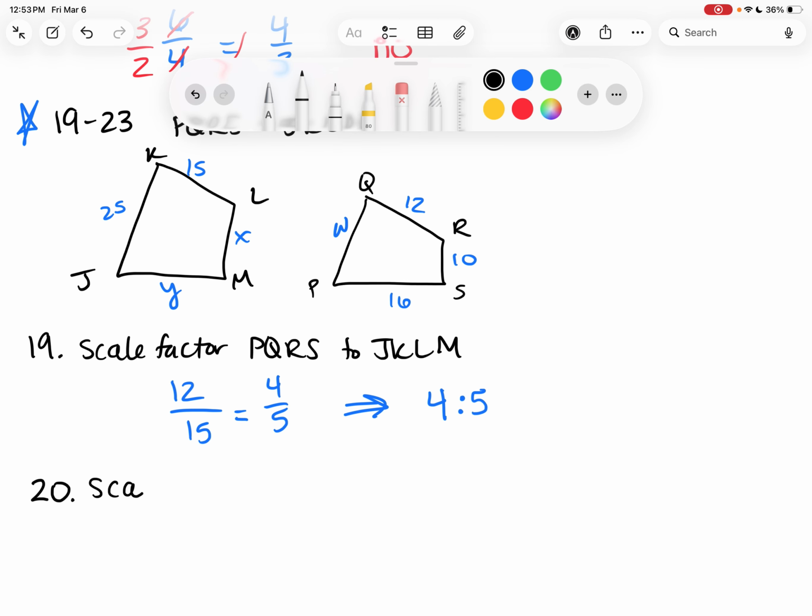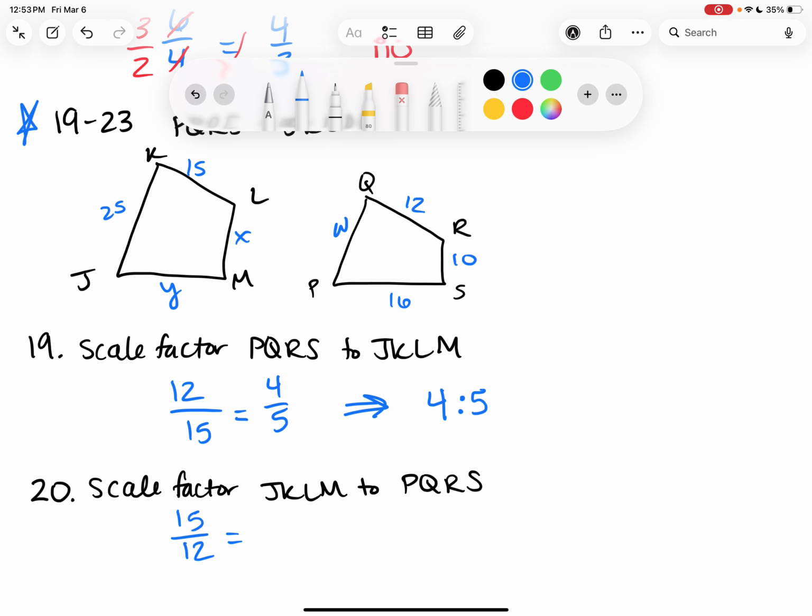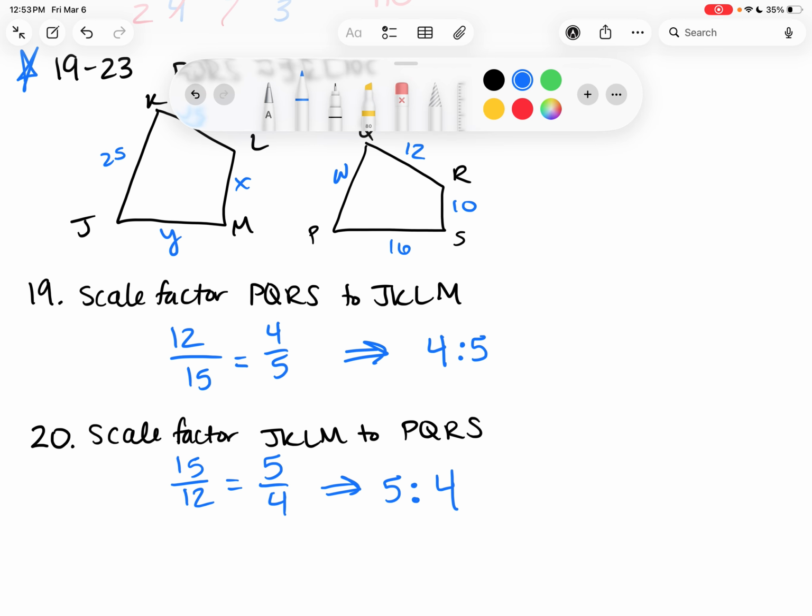We're going to flip it. The scale factor for JKLM to PQRS. So I'm going to pretend for a second that we haven't done 19. And so again, I can only go with the top ones here. So I'm going to have, in this case, 15/12, which reduces to 5/4, which means that my scale factor is 5:4.